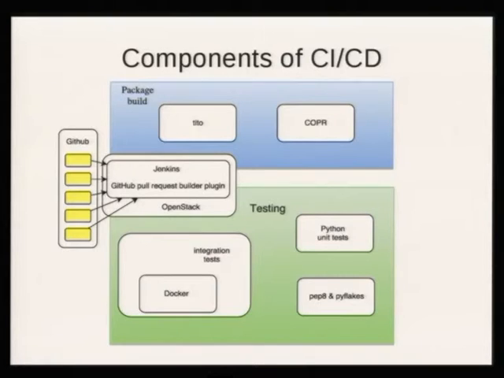OK, let's move to the lower part, which is dedicated to the testing. We run Python unit tests with some mocking, but we realized we also need integration tests. And for that, we are using Docker technology to have an isolated, reproducible environment. For static code analysis, we are using PEP8 and PyFlakes. PEP8 can find any violations against the PEP8 standard in Python. And PyFlakes can find some redundancies of the code or some coding that leads to an error-prone code base. So that's for the technologies we have used.